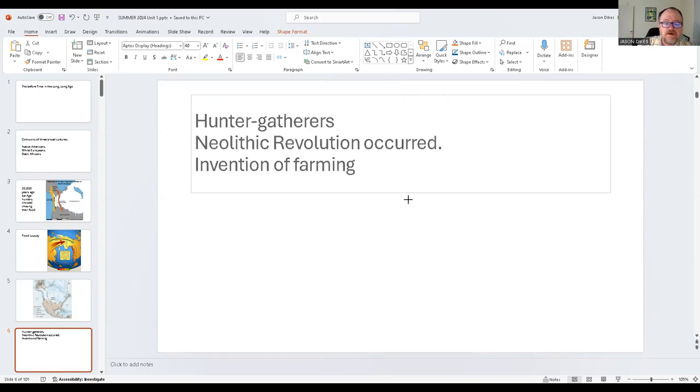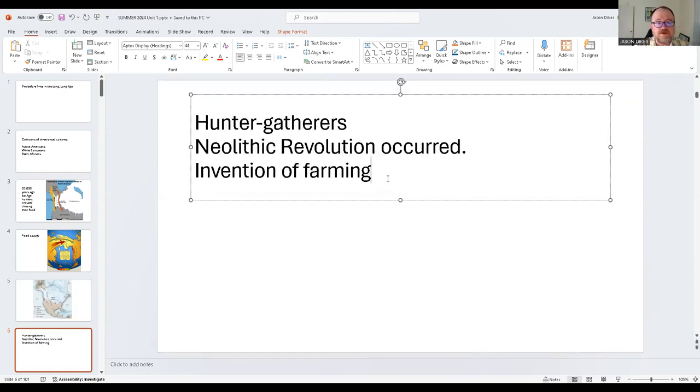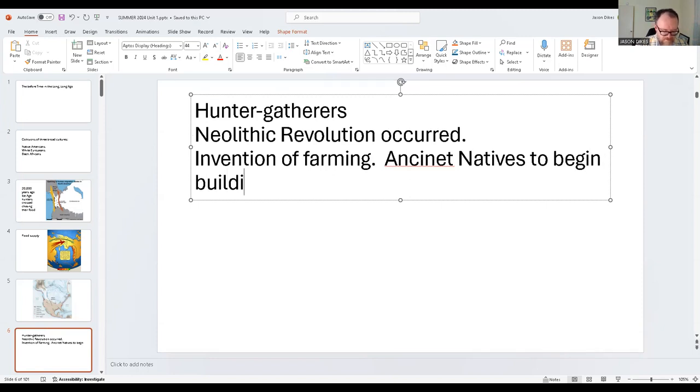These people figured out that rather than having to follow their food, they could grow their own food. And again, we don't know when it happened, and it didn't happen all at once. It probably happened in different places, and then sort of spread. In some places, it may have never happened. This allowed ancient Americans to begin building civilization.